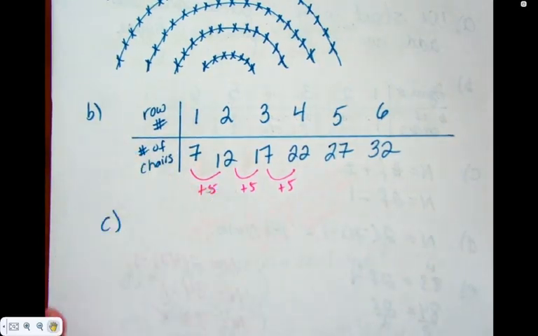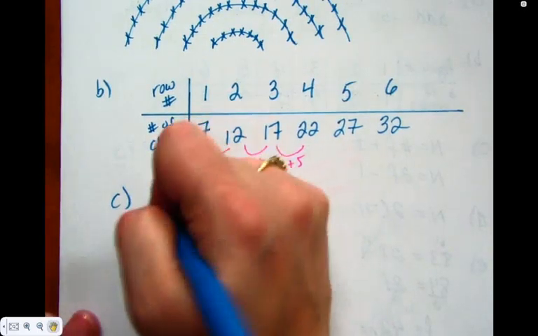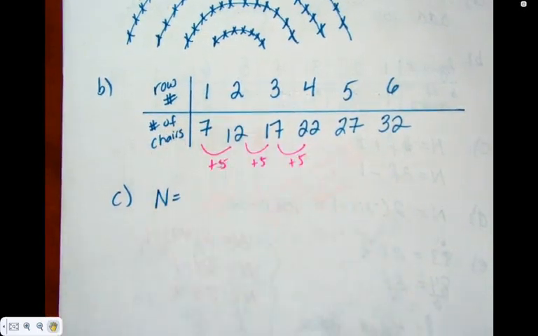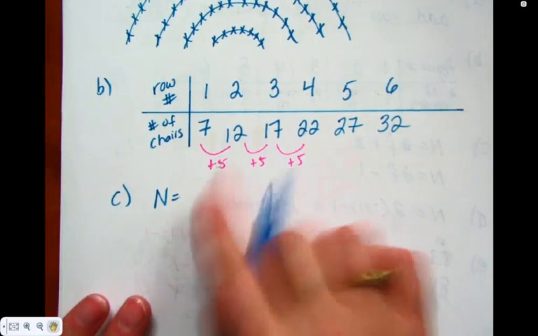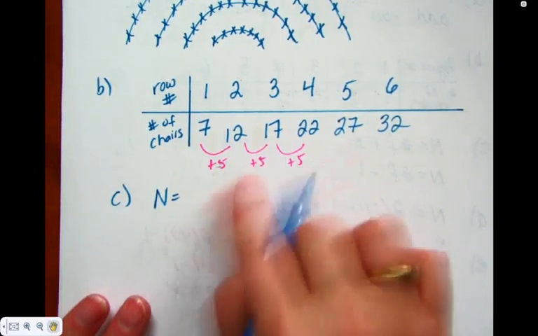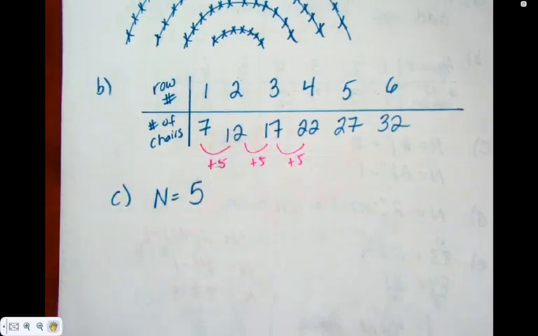Right, the equation for the number of chairs in each row. Well, I can still use n for chairs. You could use c for chair. You could use whatever you want. I'm sticking with n for number. What do I know about the first number in my equation? It's got to be a 5 because it's always that number we're adding.